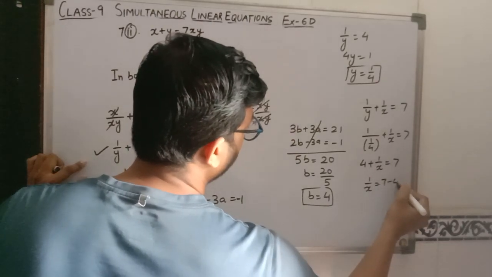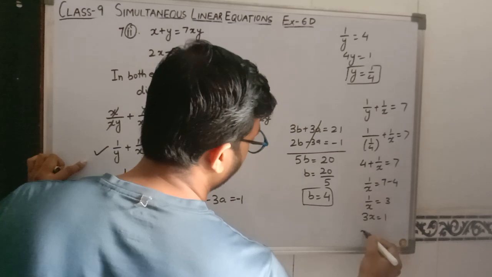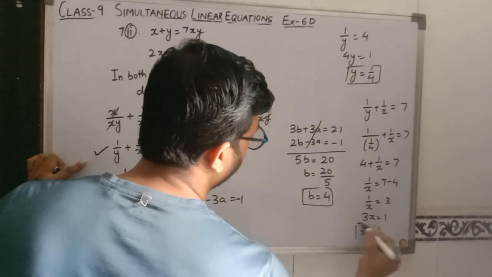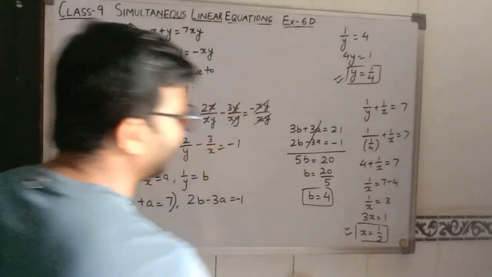1 upon x is equal to 7 minus 4. 1 upon x is equal to 3. 3x is equal to 1. So finally the value of x is coming 1 by 3. So these are the final answers of x and y.